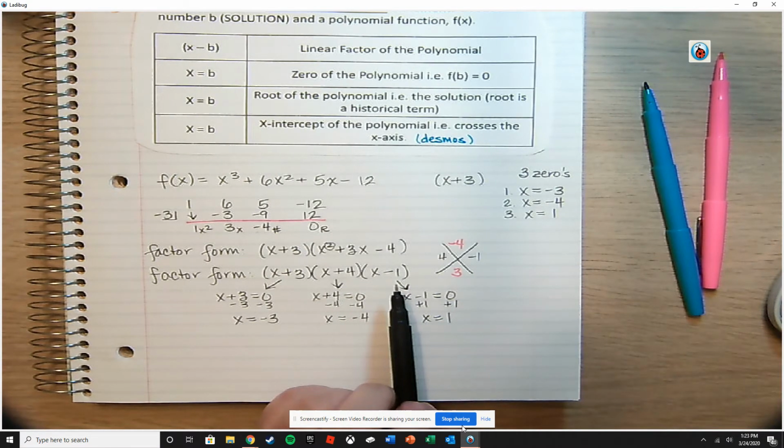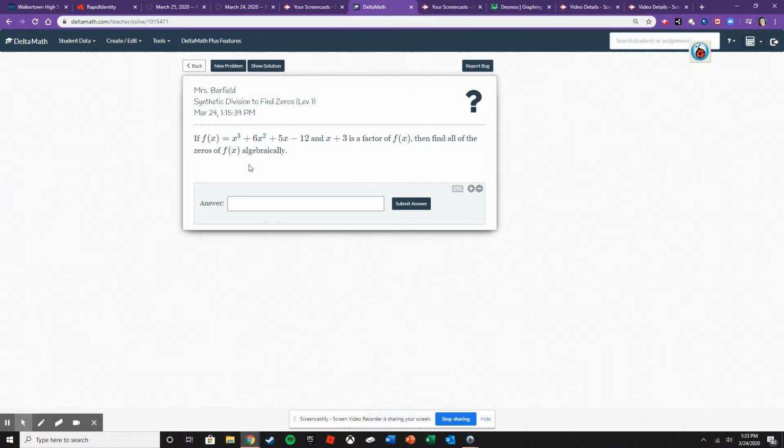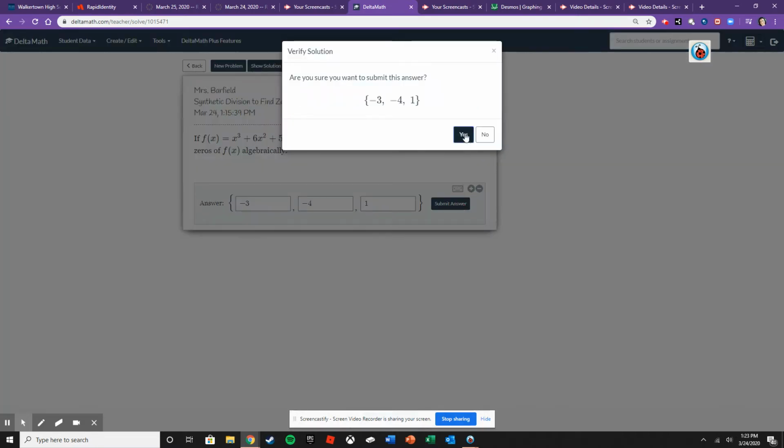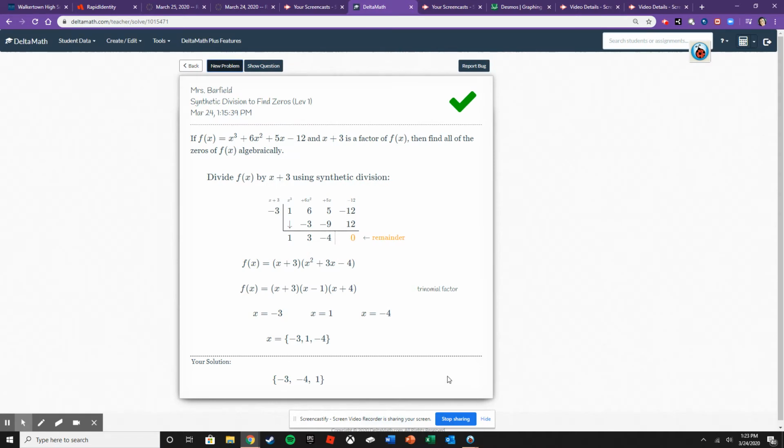If I switch back to Delta Math, it says find all the zeros of f of x algebraically. So my zeros are negative 3, comma, negative 4, comma, and 1. Now I'm going to submit my answer. Yes, and there we go. That's how I do this first part of my Delta Math assignment. Now there's 2 parts, so let me go back.